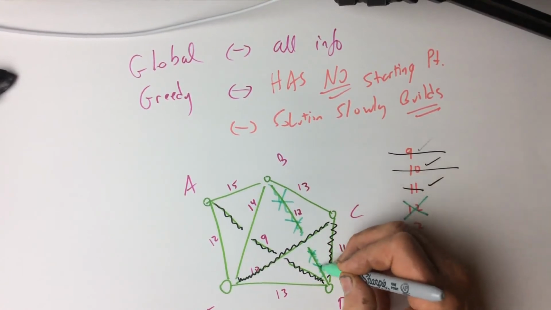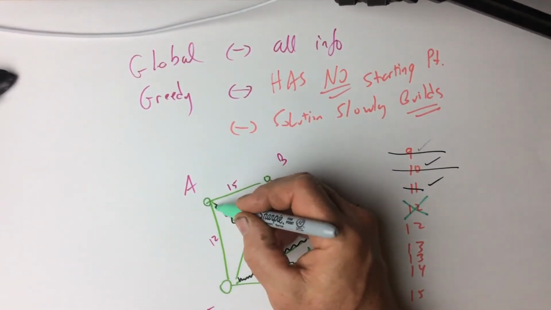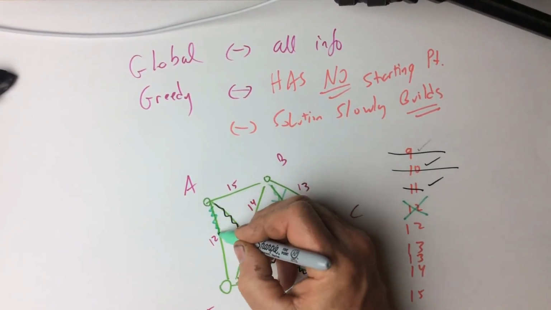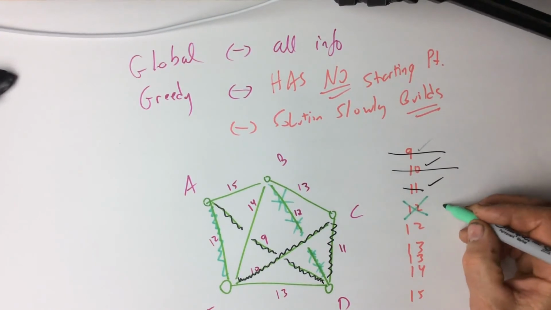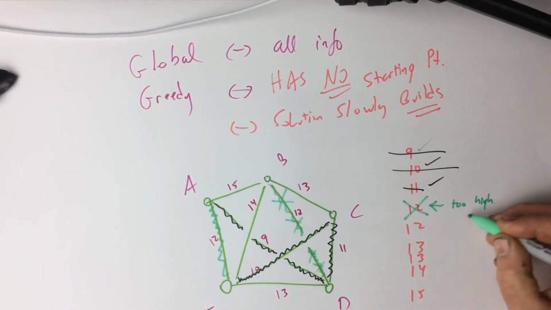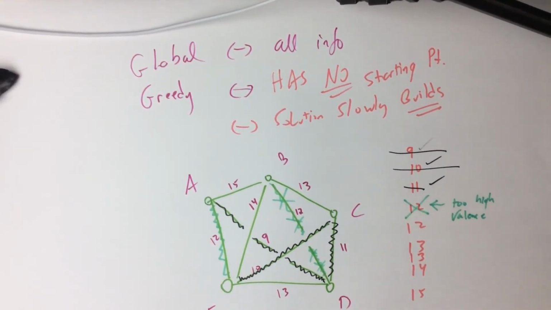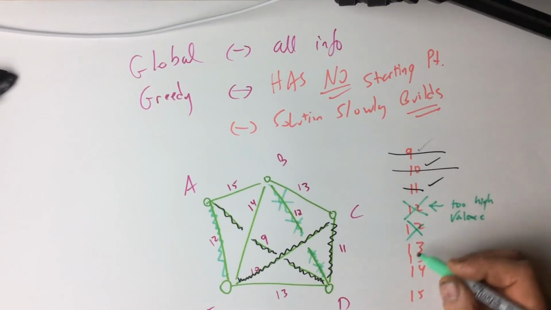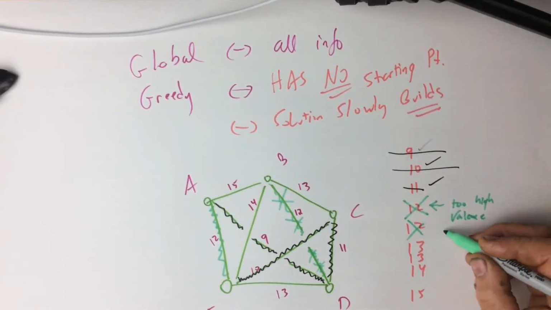Nope. Look at the next 12. Can I use this 12? And the answer is, nope, we can't do that one either for a different reason. This one, too high of a valence at this edge D. But this 12 is thrown away because it makes an early circuit. We miss B.